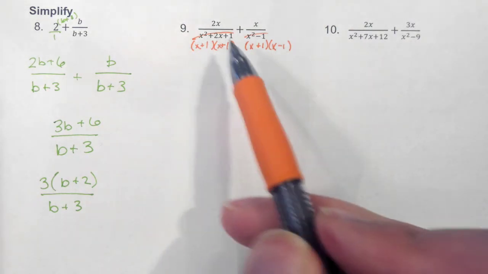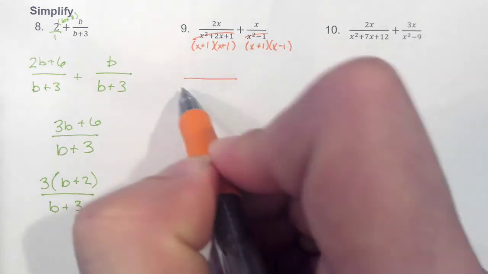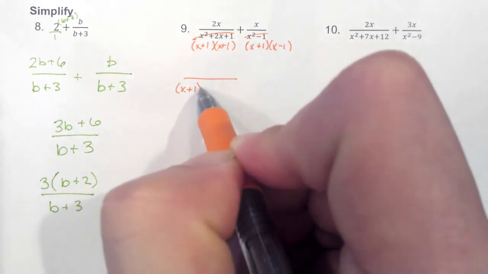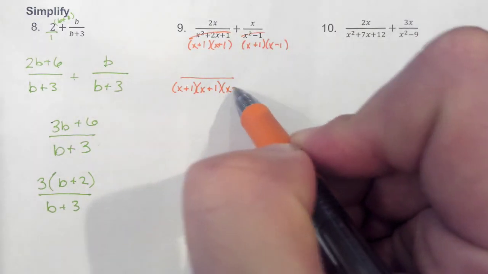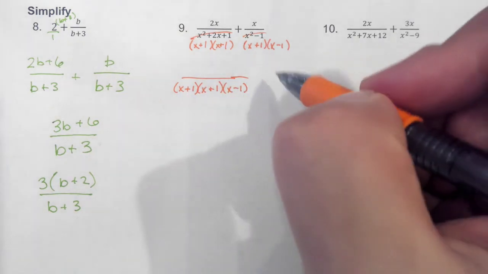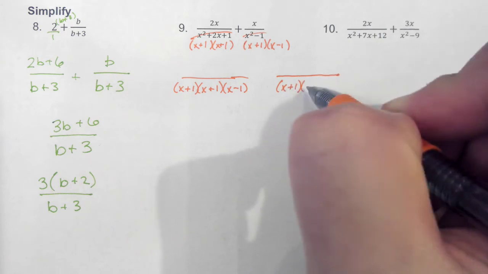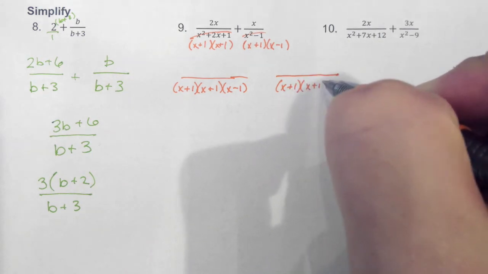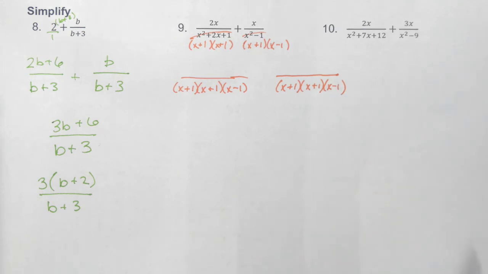So this one has 2 x plus 1's. This one has 1 x plus 1. So the common denominator is going to be the most, which is 2 x plus 1's, and then the additional x minus 1. So it's going to be x plus 1 times x plus 1 times x minus 1. So we'll make 2 new fractions, each with those common denominators of x plus 1, x plus 1, and x minus 1, and the plus sign in between.